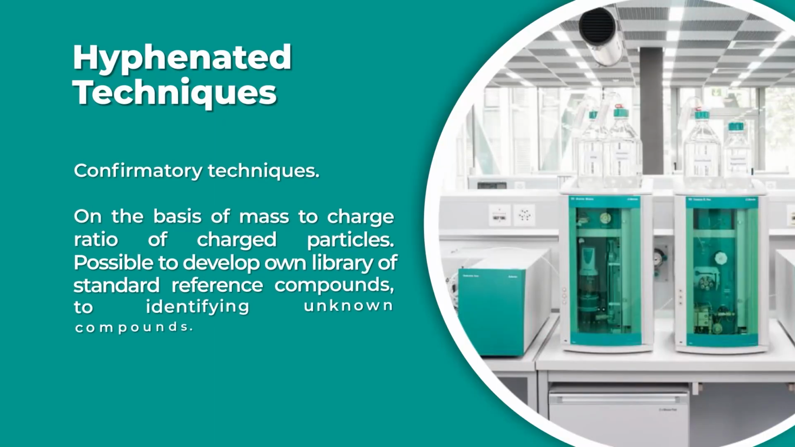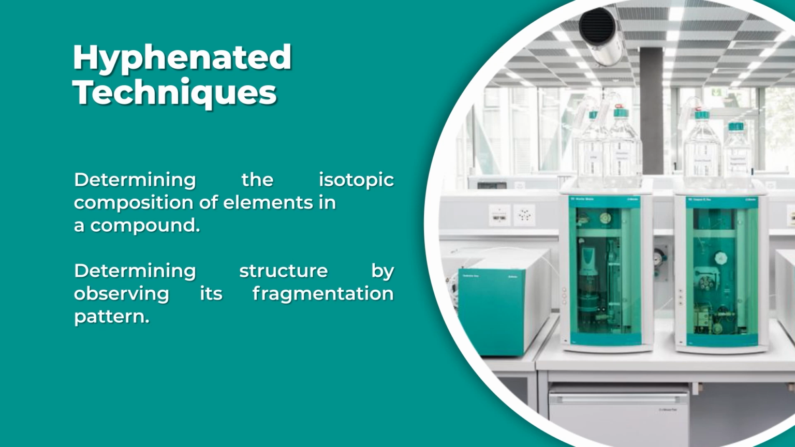Each constituent will have its mass to charge ratio unique. That is why these techniques are called confirmatory techniques. On the basis of mass to charge ratio of charged particles, it is possible therefore to develop a library. As I just said, if you have a standard library, unknown compounds can be determined. This is the technique which can help us even differentiate isotopic composition of the elements. We can even determine the structure of the organic compounds.